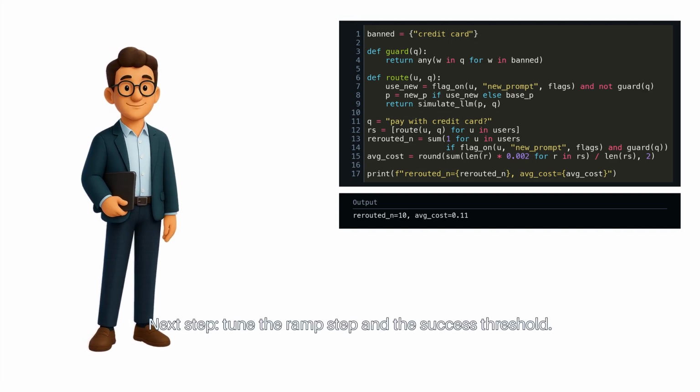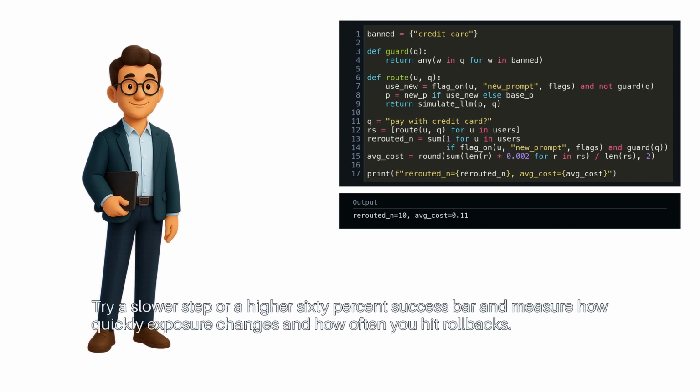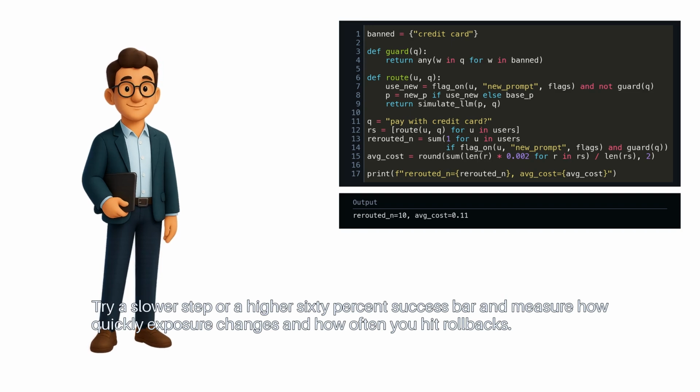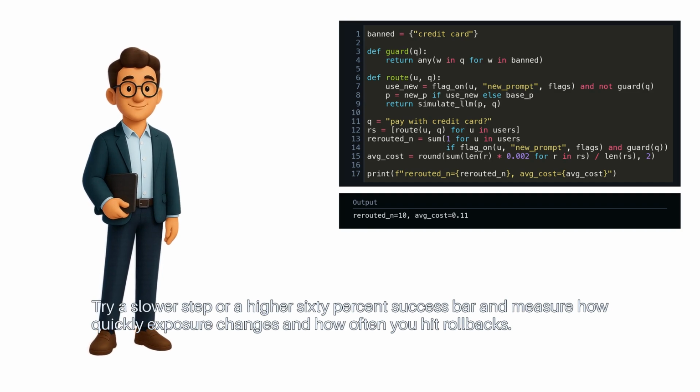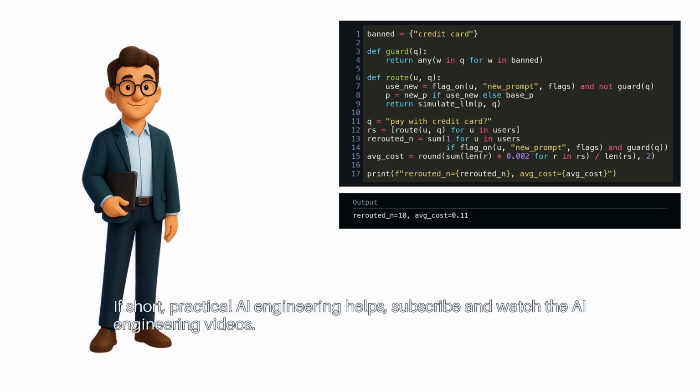Next step. Tune the ramp step and the success threshold. Try a slower step or a higher 60% success bar and measure how quickly exposure changes and how often you hit rollbacks.